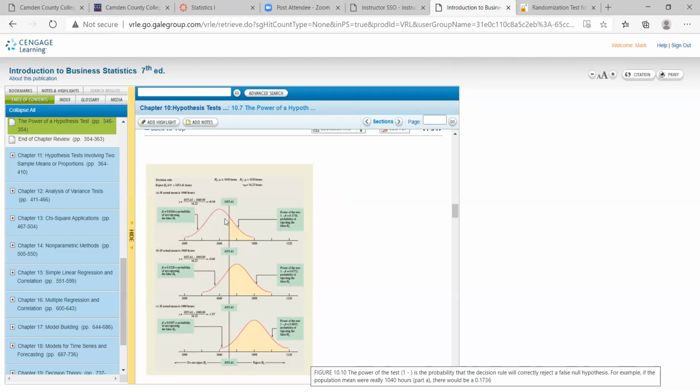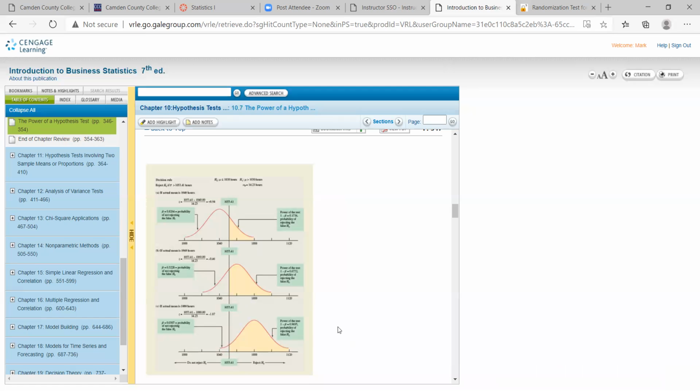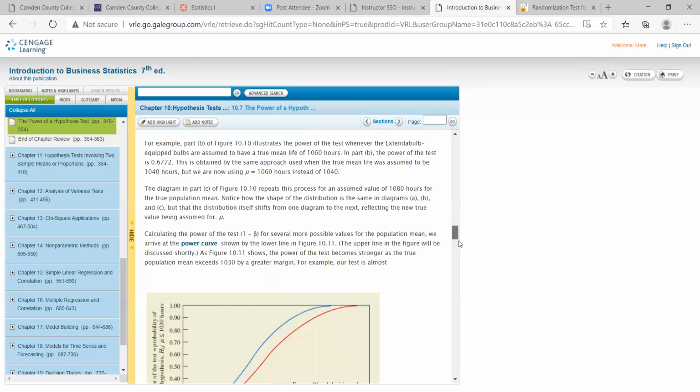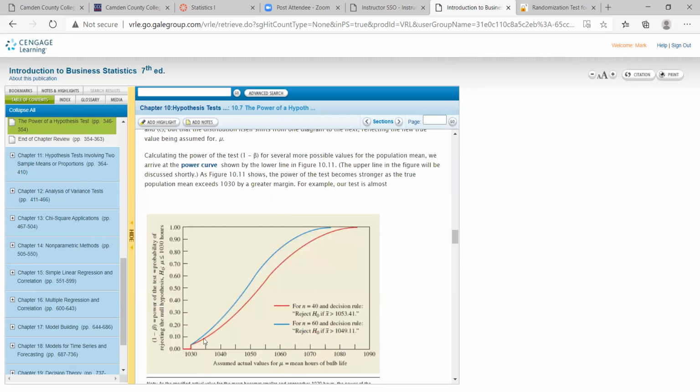Now, the fact that the power of the test and the beta change based on the value of the mean means that there is a range of values for the power of the test and for beta, depending on which alternative hypothesized value we pick. So there's like a family of curves. And if you look on the next page, I think it shows you this. All right.